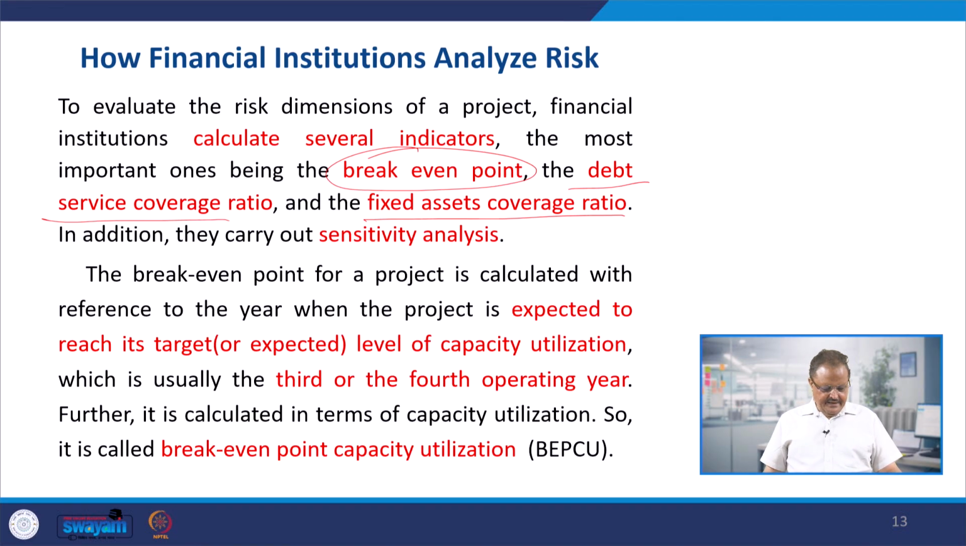And in this case, when you calculate the fixed asset coverage ratio, they take the fixed asset in the numerator, and in the denominator they take the total debt. So they want to find out that out of the total external obligations, how much fixed assets are going to be funded.